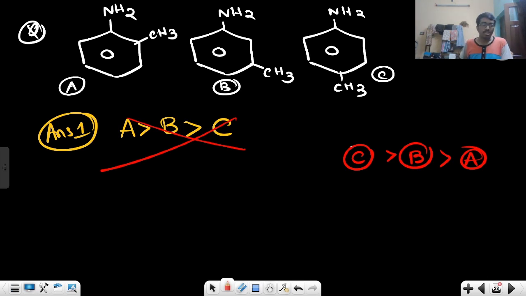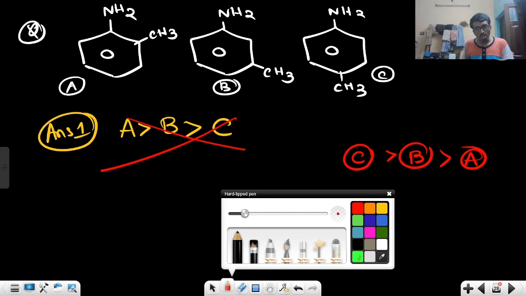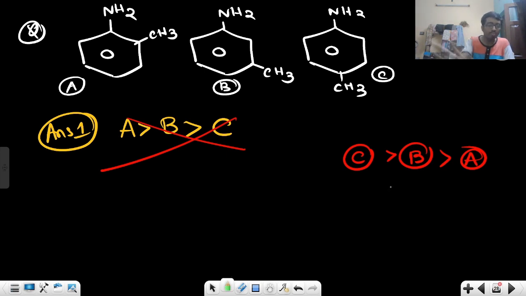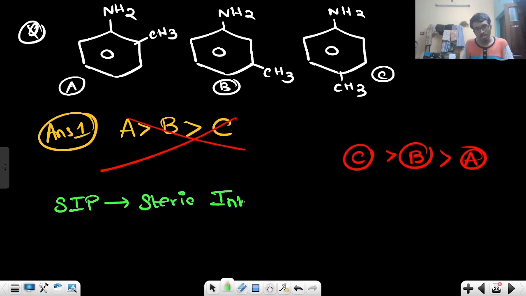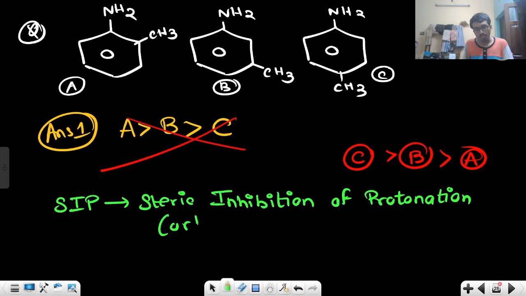Why is the correct answer CBA? Now, in class 11, you have learned about one effect, or maybe you have not, but actually I think it was there in the GOC. That is called SIP effect, steric inhibition of protonation. I am writing here SIP, steric inhibition of protonation. This is called ortho effect.